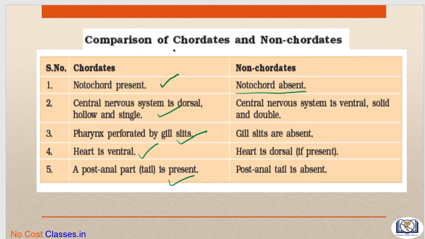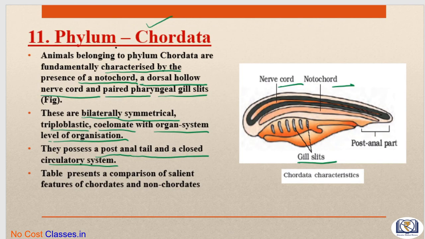Non-chordates, notochord absent. Central nervous system is ventral, solid, and double. Gill slits absent. Heart is dorsal if present, and the post anal tail is absent completely. So if somebody asks for the difference, you can write the difference. If somebody asks for the general characteristics of chordates, then you can write this.